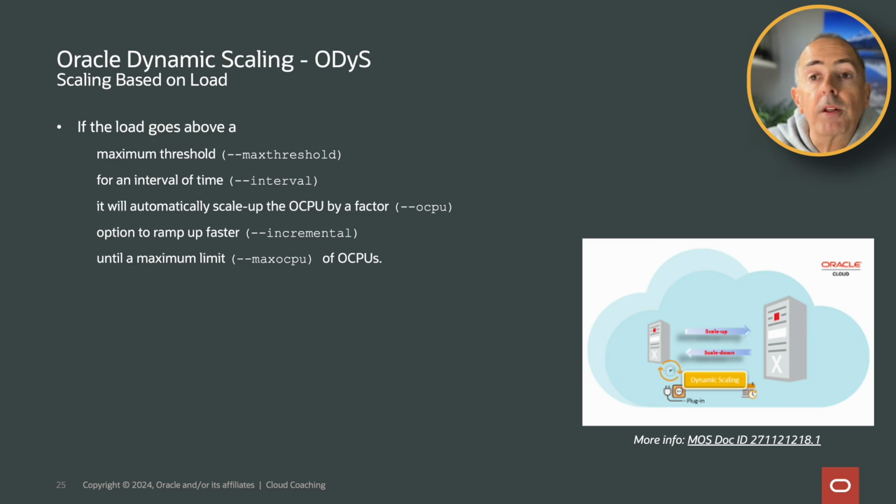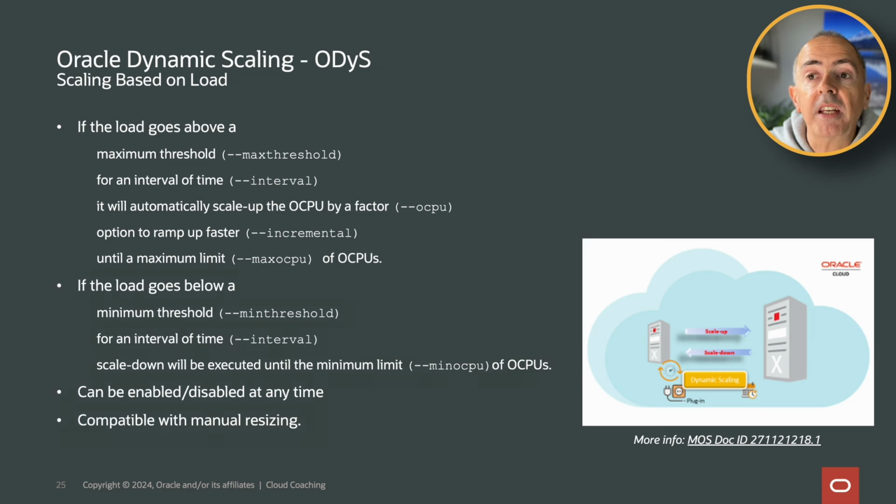And similarly, if the load goes below, say, 50% for a period of 5 minutes, then we'll scale down until we reach the minimum number of OCPUs that we've determined. And these can all be enabled and disabled at any time, and they're compatible with manual resizing.